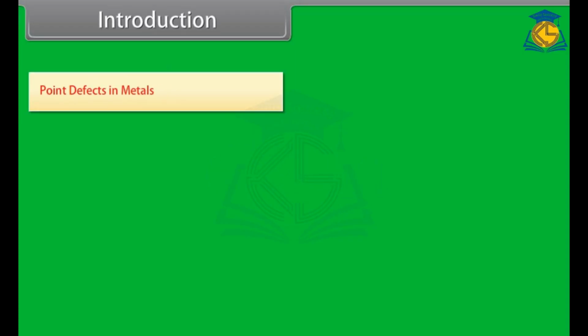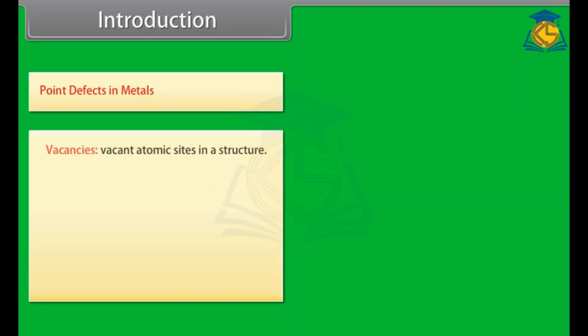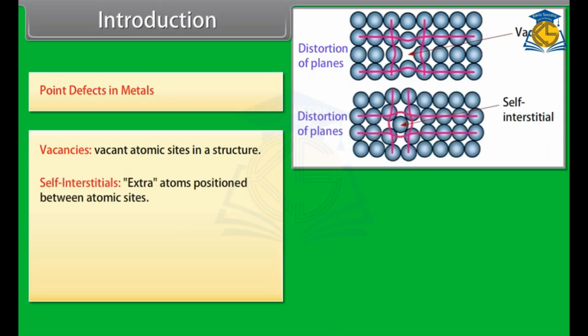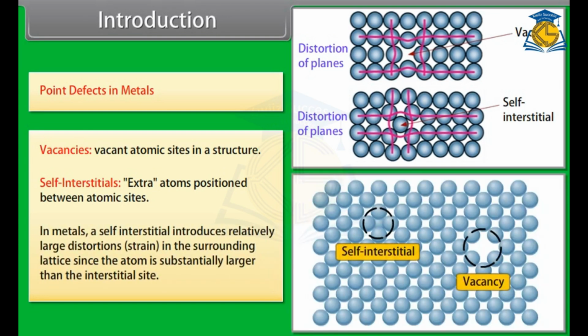Introduction. Point defects in metals. Vacancies: vacant atomic sites in a structure. Self-interstitials: extra atoms positioned between atomic sites. In metals, a self-interstitial introduces relatively large distortions, strain in the surrounding lattice, since the atom is substantially larger than the interstitial site.